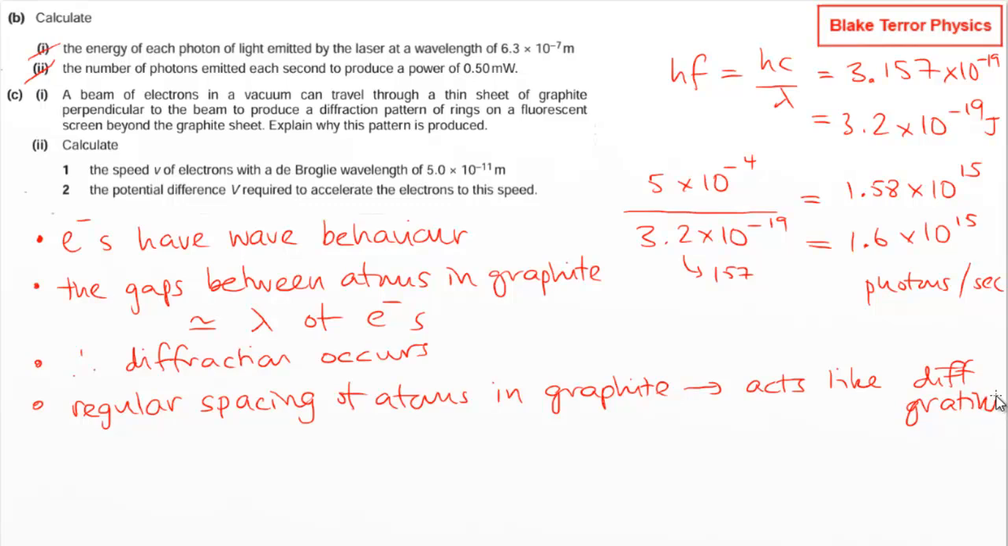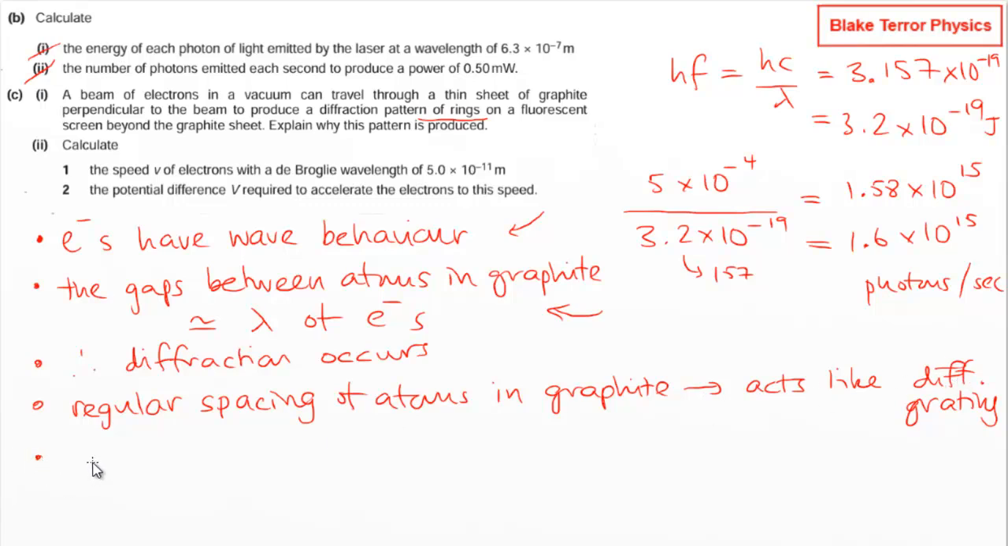So yeah, we can see we're piecing this together. I just think this is one of the more difficult ones to piece together. And then we want to say, well, why have we got rings? Because they've said here we've got a diffraction pattern of rings. We've got so far as to say why we're getting a diffraction pattern. You know, the electron's behaving as a wave. We're getting lots of diffraction because the wavelength of the electron is similar to the spacing. We've got regular spacing, so it's acting like a diffraction grating.